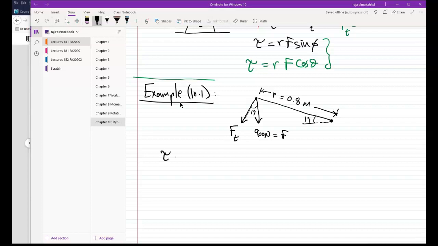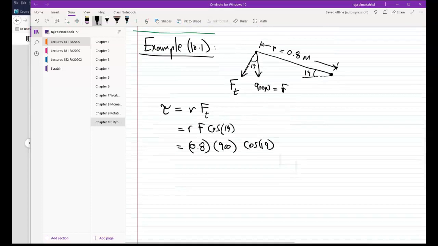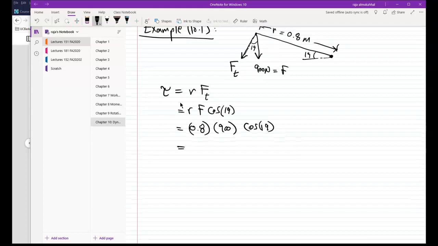Well, the torque is equal to RF, and F here is F sub t. It's always F sub t. And look at how F sub t is related to F. As you can see here, it is RF cosine 19 degrees. Make sense? Not sine. It just depends on the geometry of the problem that you're dealing with. And that's basically what it is. So we just plug it in. So we have 0.8 times 900 times cosine 19. Make sure that your calculator is set in degrees, not radians, otherwise you'll mess up your answer.